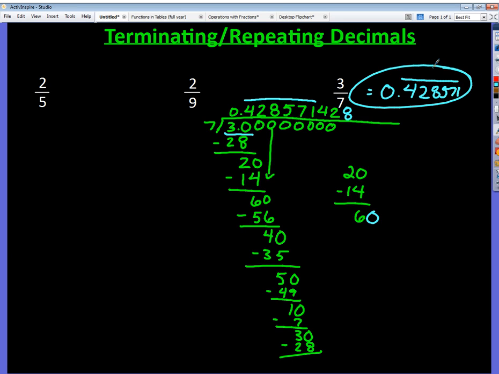So what you're going to do now, you're going to get working on the worksheet that was provided for you. You're going to figure out, are they terminating or repeating decimals just by using long division. And then you're going to define on the back what is a terminating and repeating decimal.